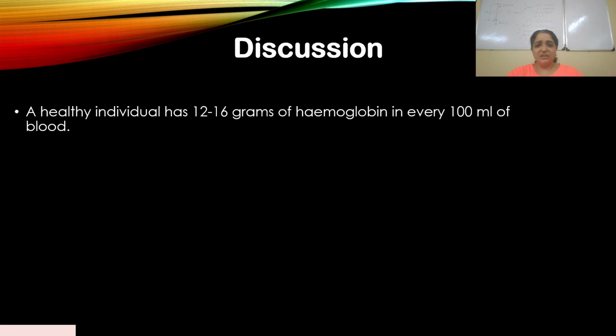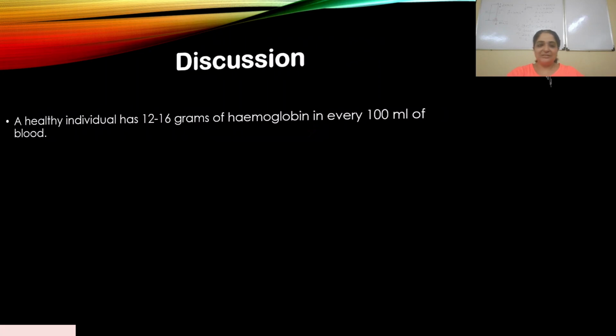Okay, so I know I don't really need to discuss this. A healthy individual has 12 to 16 grams of hemoglobin in every 100 ml of blood. I mean, this is a straight up fact. Okay, move on to the next question.